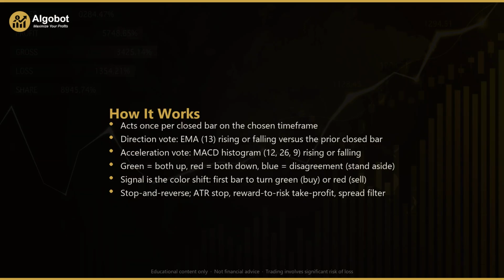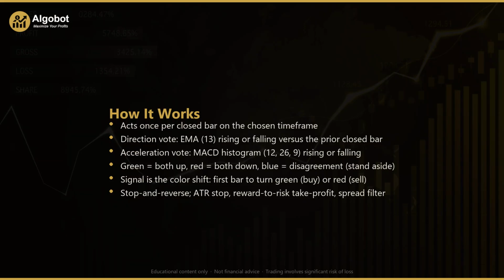The second vote is acceleration, and it comes from the MACD histogram, built from a fast length of 12, a slow length of 26, and a signal length of 9. The histogram is the distance between the MACD line and its signal line. If the histogram is taller than on the previous bar, momentum is rising. If it's shorter, momentum is falling.